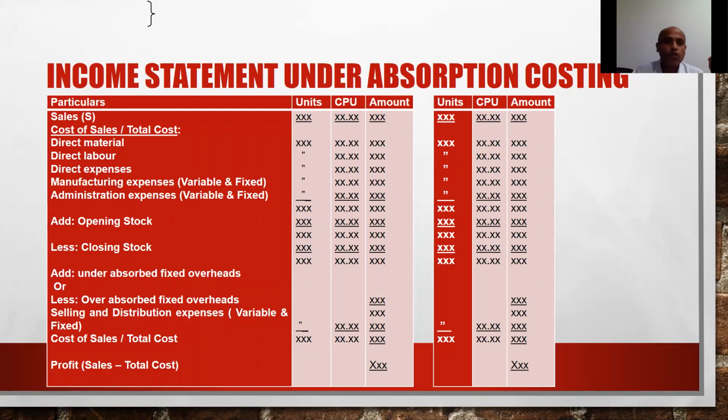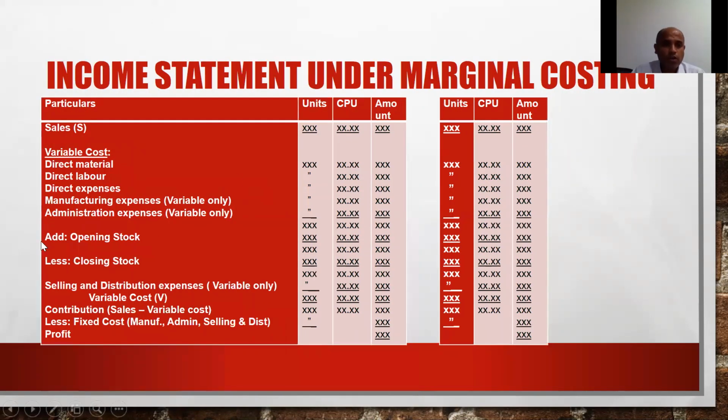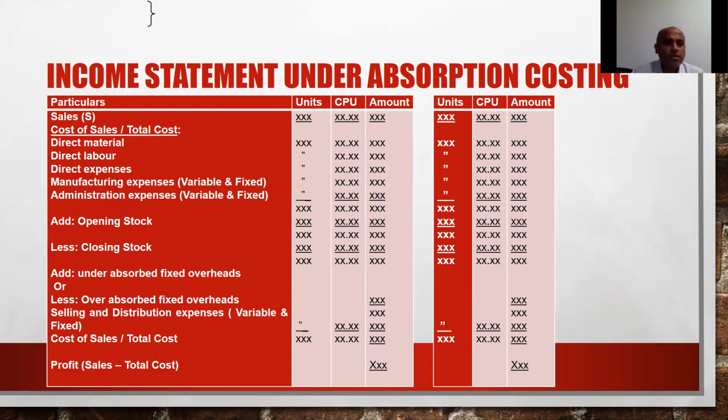Then, when you have to find out the profit or loss under these two statements, sales, from that you deduct cost of sales or total cost, you get profit. You can see the last line here, sales minus total cost is equal to profit. What is sales? The first line. Sales is number of units sold at per unit price. What is cost of sales? When you look at the cost of sales, you can see direct material, direct labor, direct expenses, the manufacturing expenses, that is overheads, and administrative expenses, which are also called overheads.